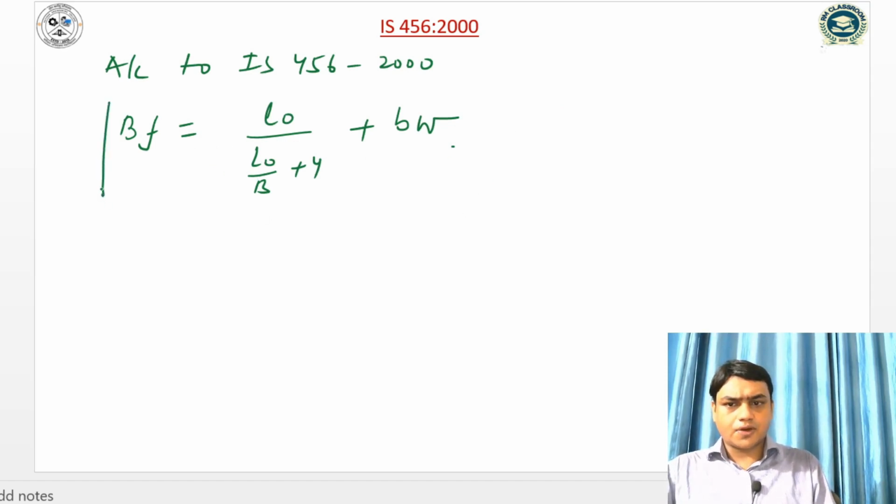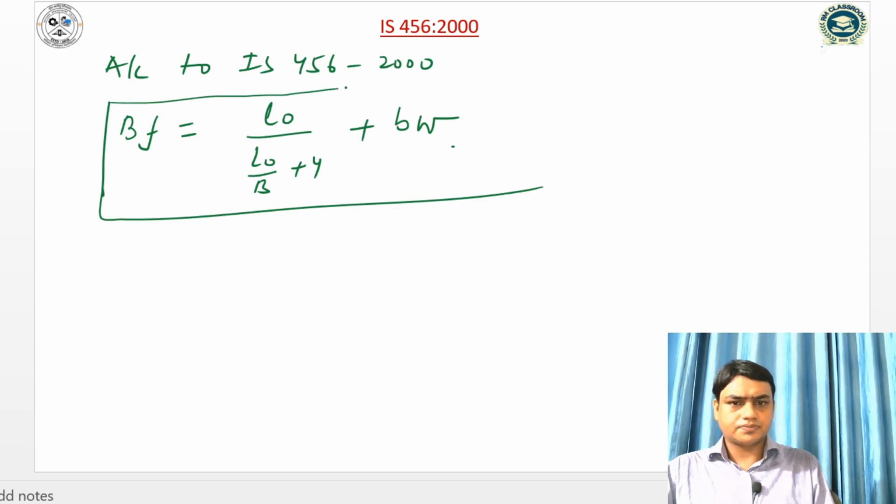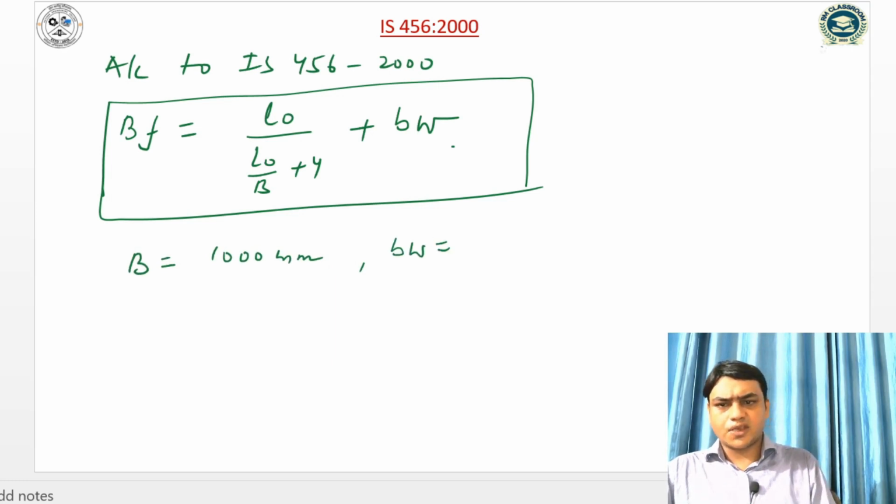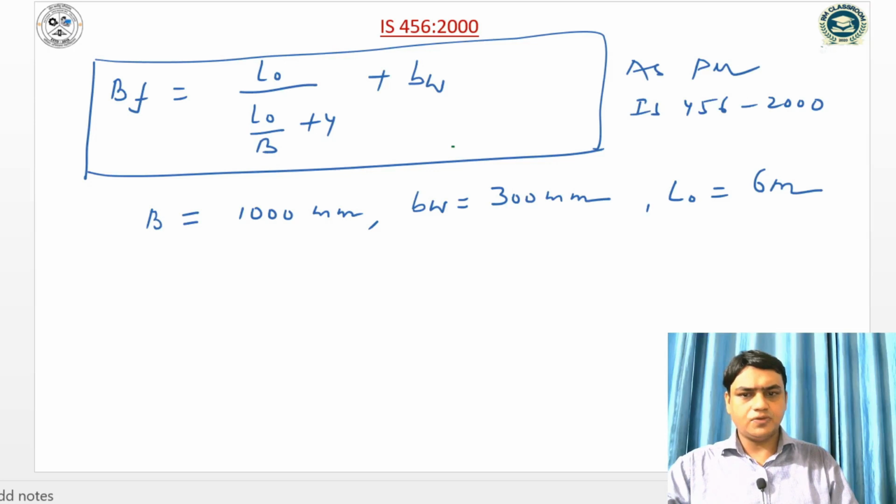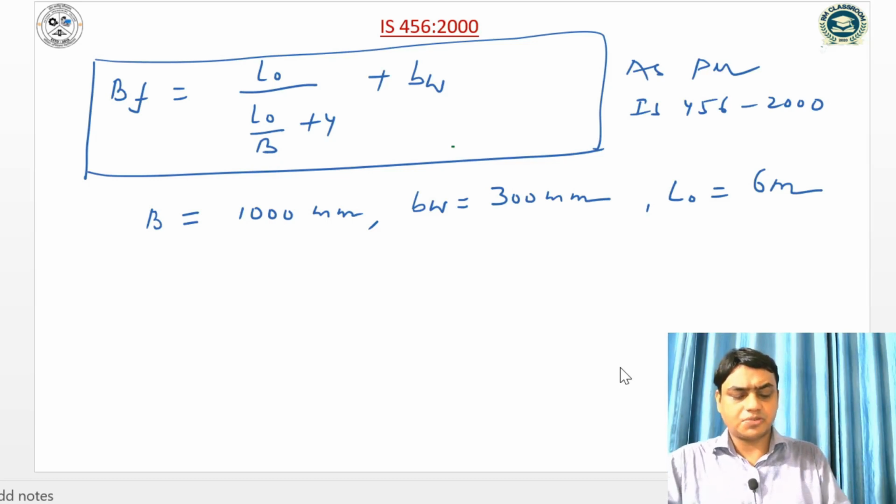So this is the effective width of flange in case of isolated beam. Here capital B is given, it is 1000 mm. BW is given, it is 300 mm. So if I compute the effective width of flange in case of isolated T beam, as per IS 456 the expression is L0 by 4 plus BW, where L0 is the distance between points of zero moment, B is the actual width of the flange, and BW is the width of web or rib.